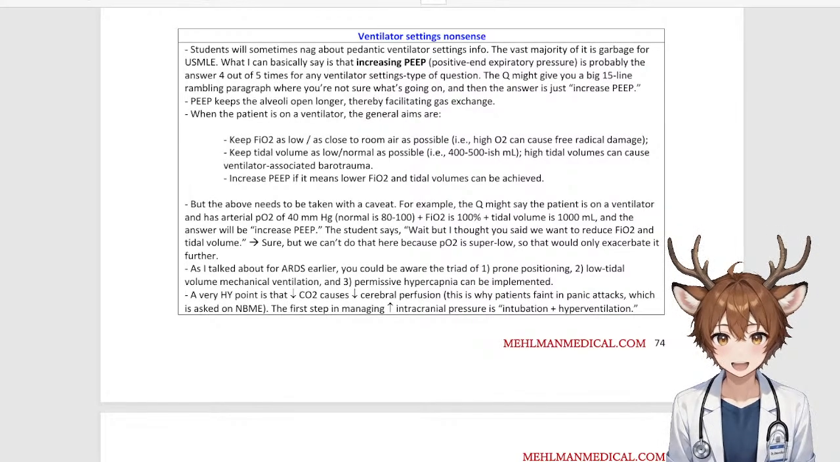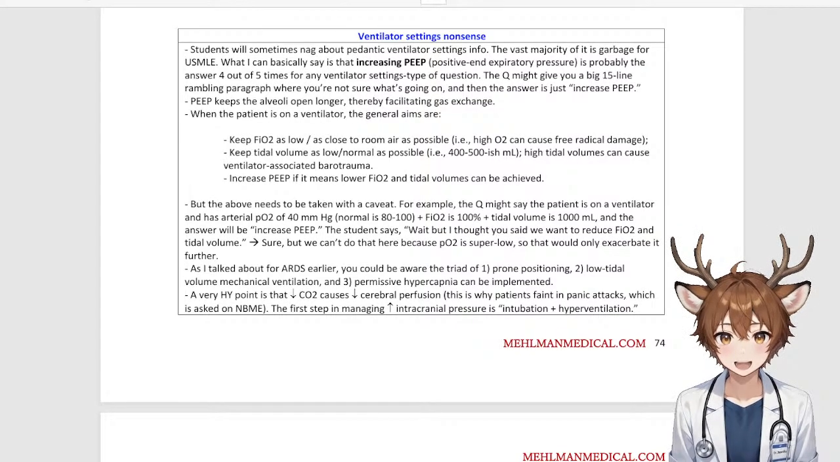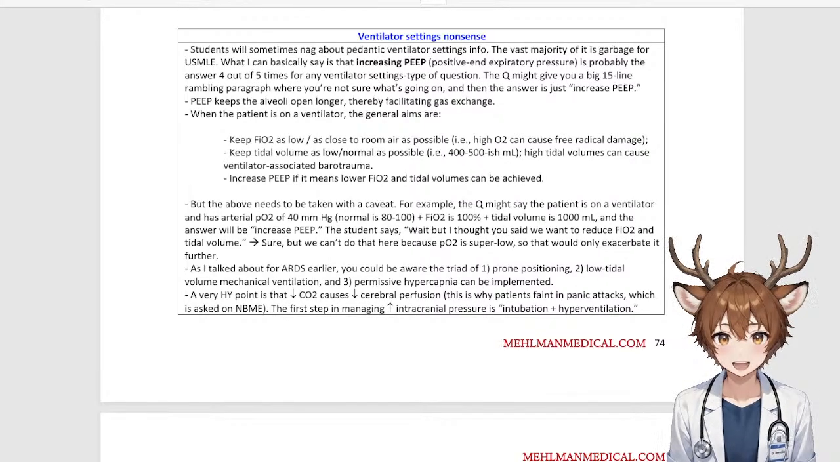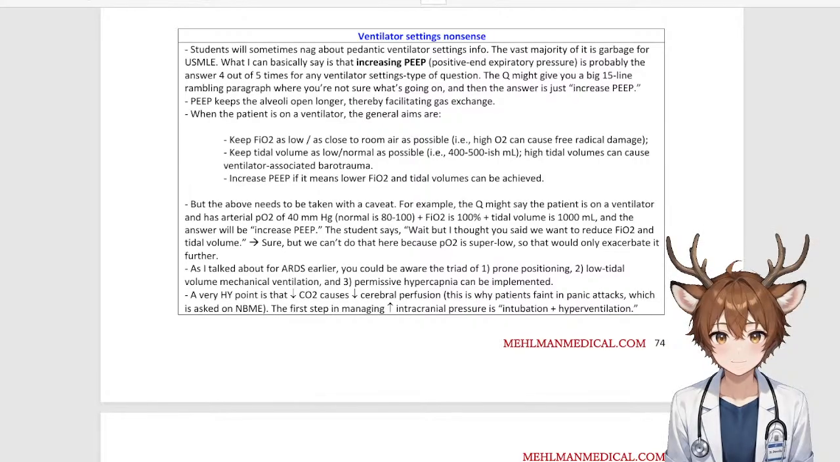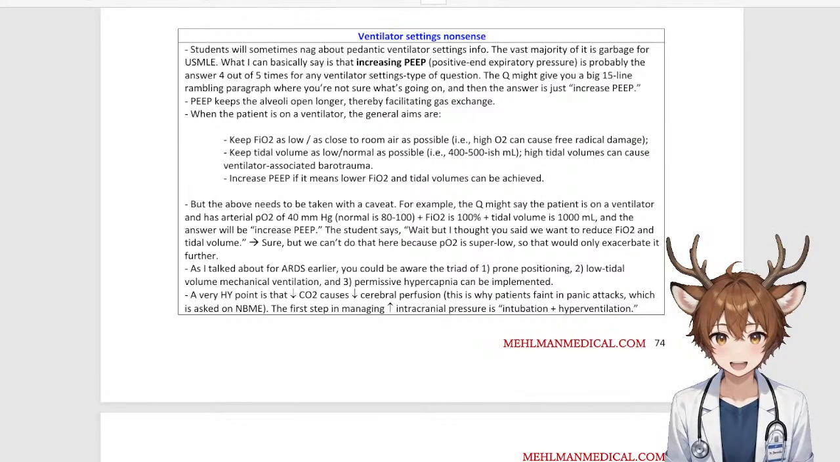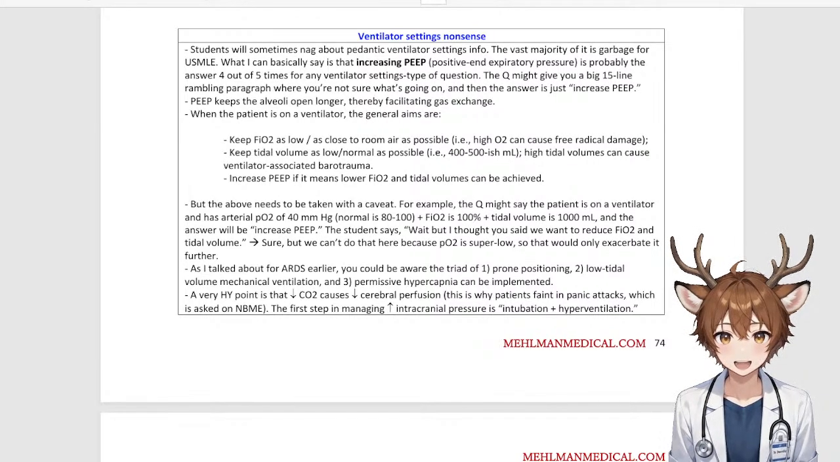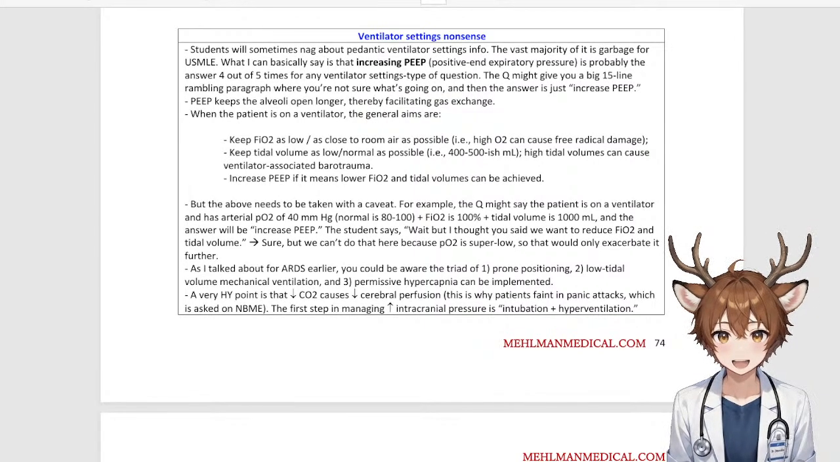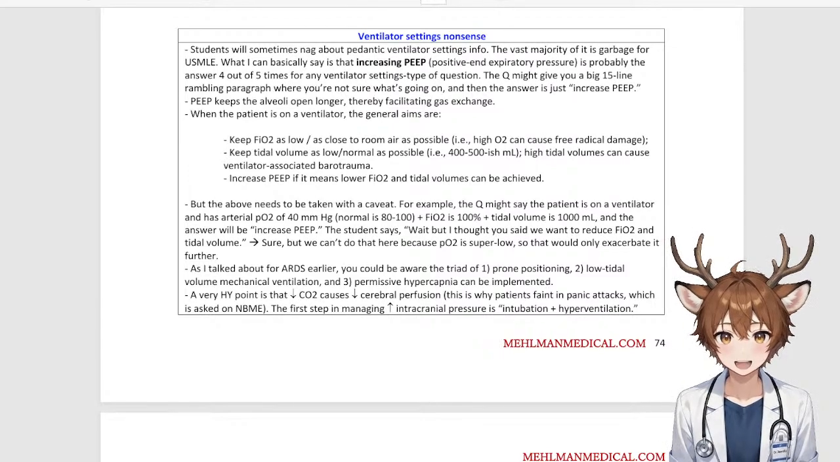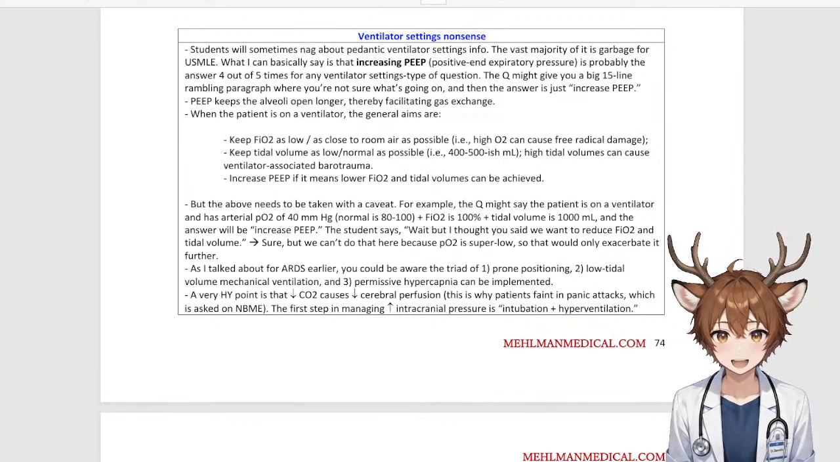As I talked about for ARDS earlier, you should be aware that the triad of 1, prone positioning, 2, low tidal volume mechanical ventilation, and 3, permissive hypercapnia can be implemented. A very high yield point is that decreased CO2 causes decreased cerebral perfusion. This is why patients faint in panic attacks, which is an NBME favorite. The first step in managing increased intracranial pressure is intubation plus hyperventilation.